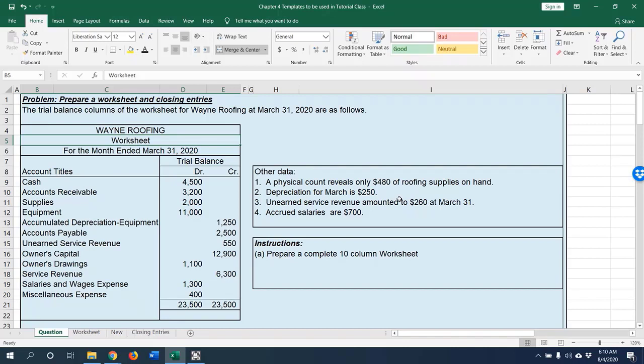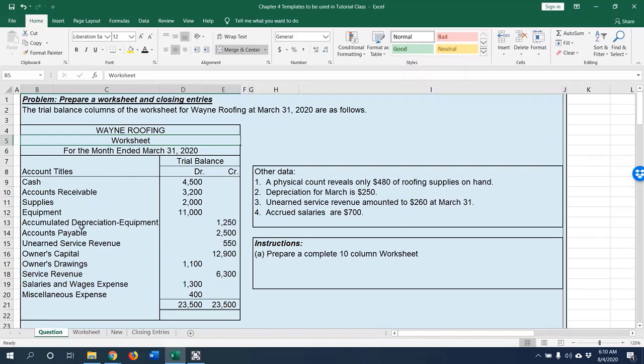Okay, so as you can see, we will try to prepare the worksheet for this particular problem, which you can see here. Here we are given a trial balance. Actually it is not a worksheet, it is a trial balance, for the month ended March 31, 2020. Month ended means that this company follows a 1 month accounting period, so they have prepared this trial balance at the end of the month of March.